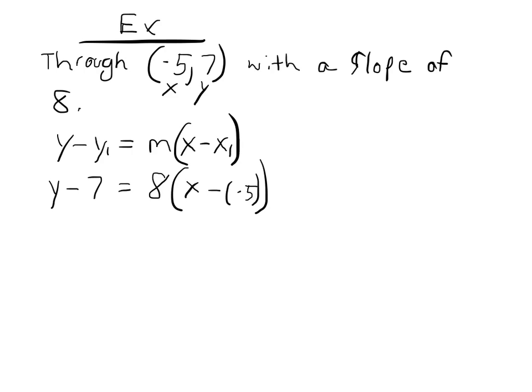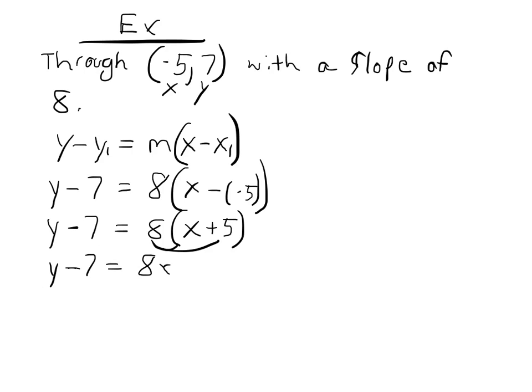Okay. Now we can simplify. So y minus 7 is equal to, I'm going to do this, and I want you to show each step too. X, what's minus a negative turn into? X plus 5. And then we can continue simplifying. Y minus 7 is equal to, distribute, 8x plus 40. Okay. Now, if we wanted to solve for y, like if it said convert it to slope-intercept form, we just have to get y all by itself, which means we simply have to move this -7 to the other side.